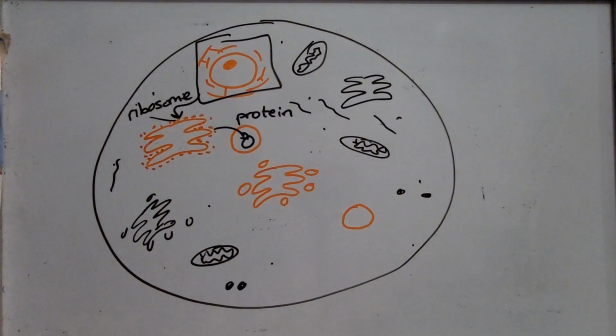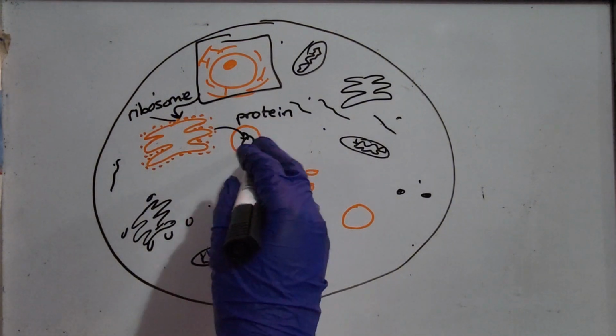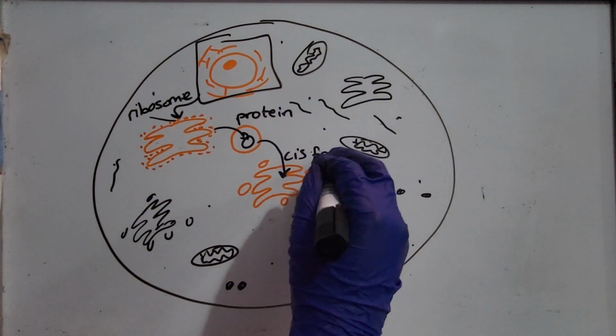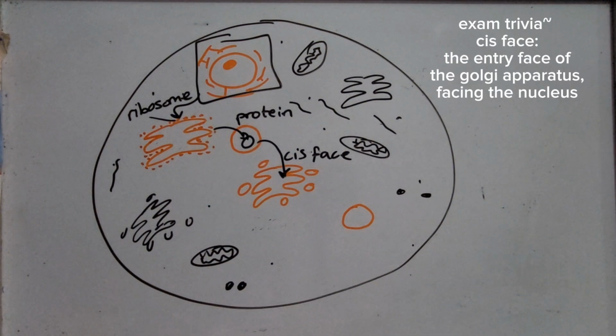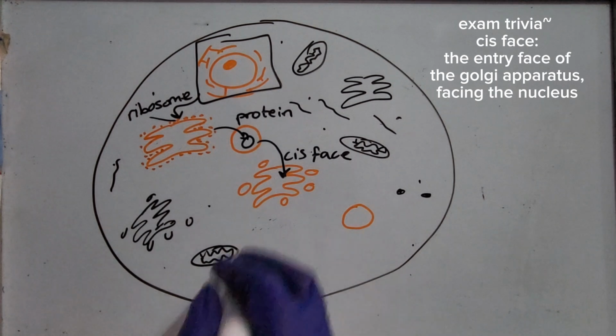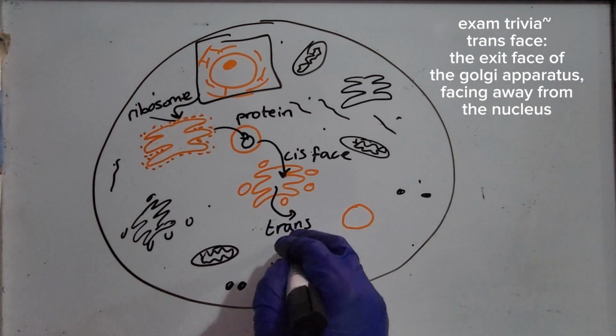The vesicles move via the cytoskeleton to the Golgi apparatus. These vesicles fuse with the Golgi apparatus and the proteins enter the cis phase. These are modified and packaged again into vesicles that leave via the trans phase.